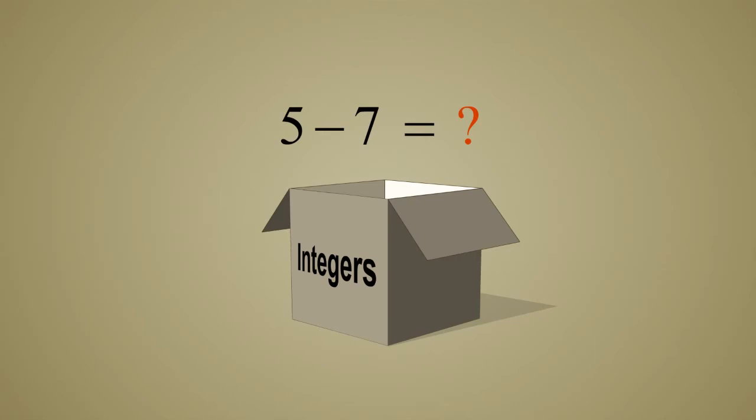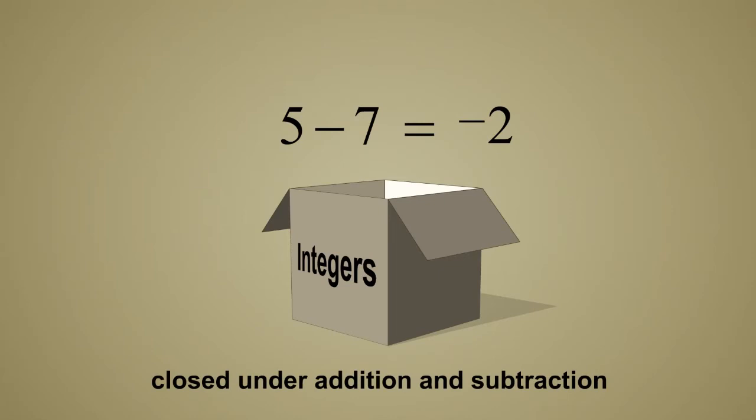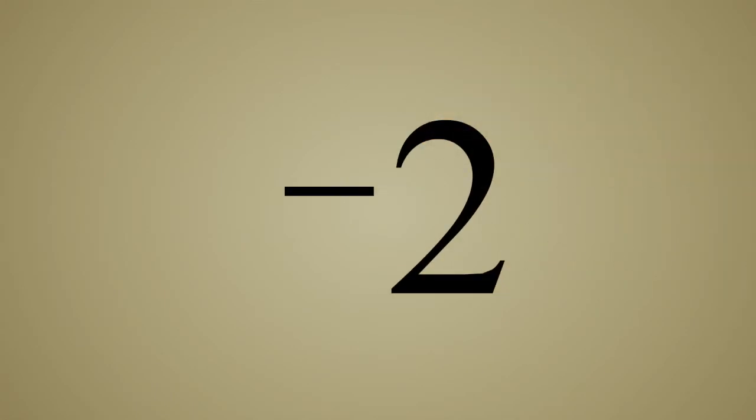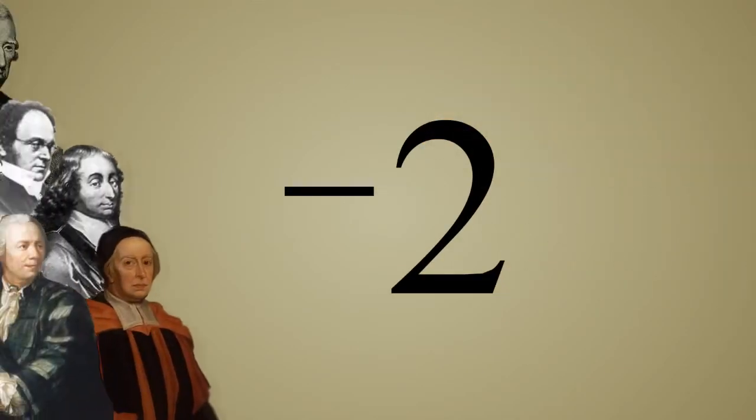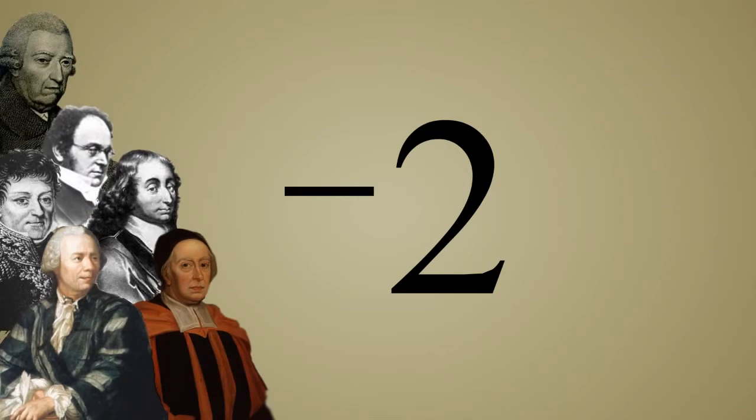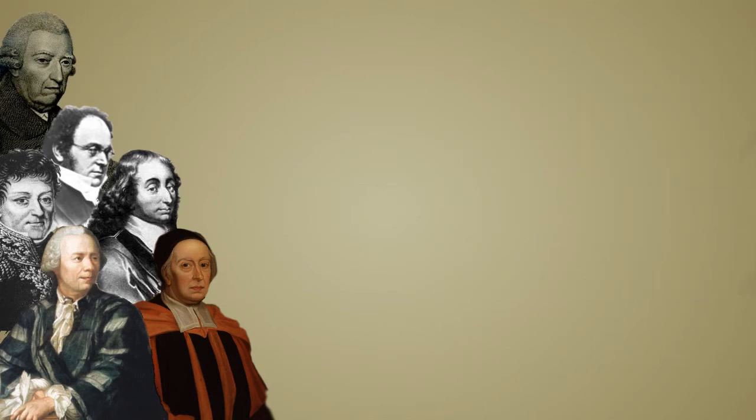No matter how we add or subtract integers, the result can always be represented by some integer. Therefore, integers are closed under both addition and subtraction. You may be wondering what a negative number actually means. As recently as the 18th century, negative numbers were not accepted as legitimate numbers by many mathematicians. It was thought that only positive numbers represented things in the real world.